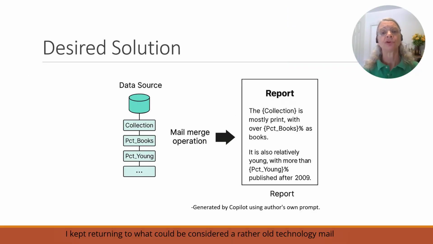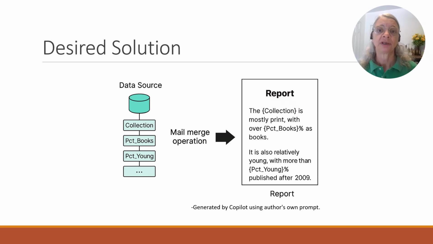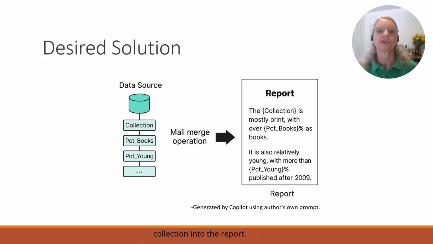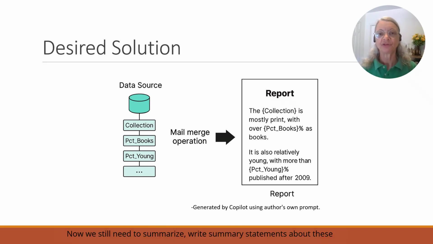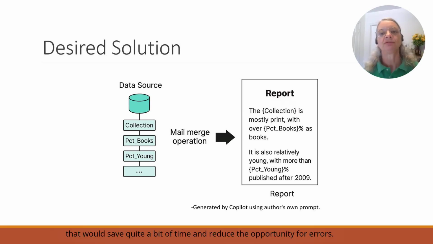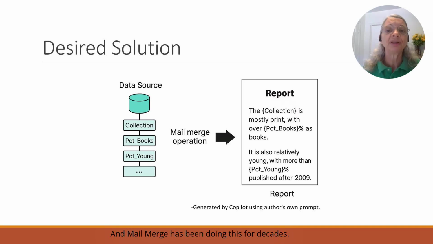I kept returning to what could be considered a rather old technology, mail merge. Essentially, we needed a template that would plug in the values specific to each collection into the report. Now, we still need to write summary statements about these values, such as relatively young and mostly print. But if we could at least get the values plugged into the Word document, that would save quite a bit of time and reduce the opportunity for errors.